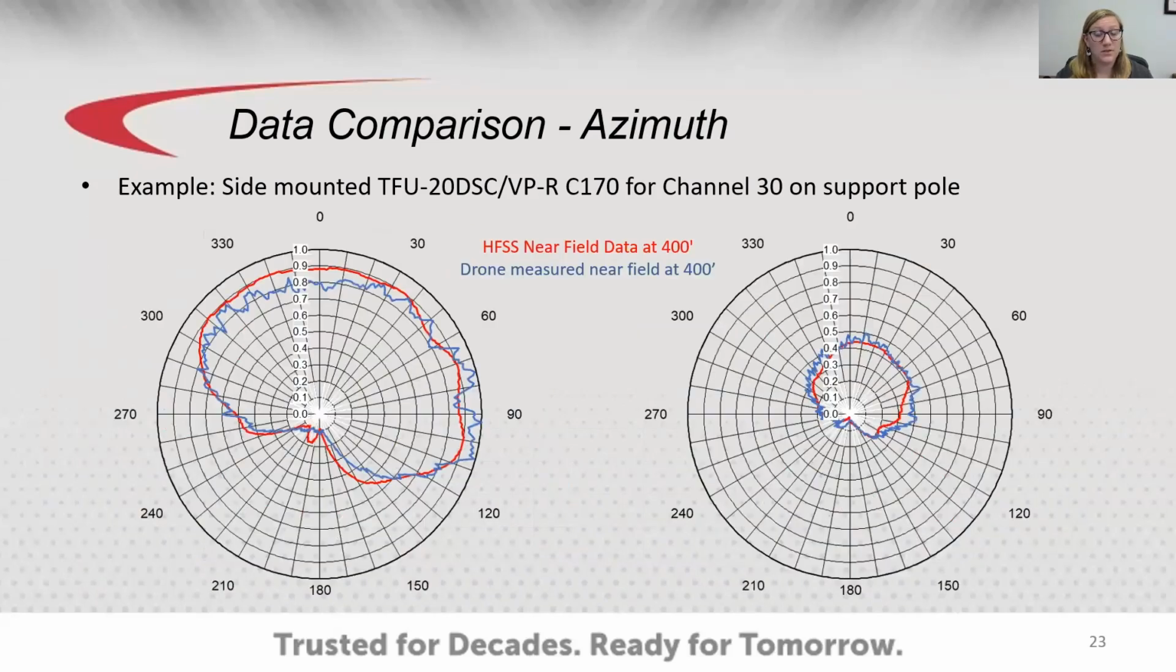These are the azimuth patterns for the 20-layer example on the previous slide. Notice in both the horizontal and vertical polarizations, the support pole the antenna is mounted to has far less of an effect on the azimuth pattern than the tower did in the previous example.